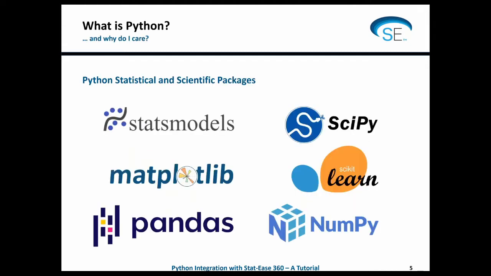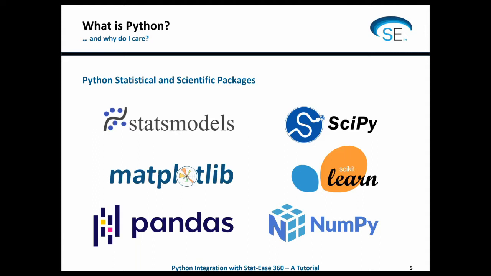And one of the reasons it's so popular is the ecosystem of packages that are available, a lot of really high quality statistical and scientific packages. So statsmodels does regression, time series analysis, survival analysis, and a lot more. SciPy has optimization routines like Nelder-Mead that we use in Design-Expert, linear algebra and signal processing, things like that. Matplotlib is great for visualizing your data.